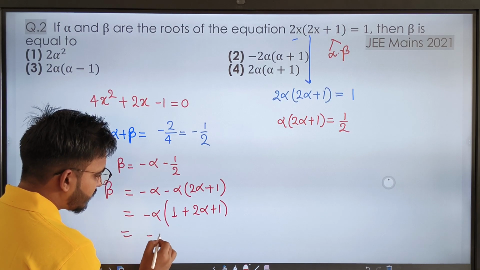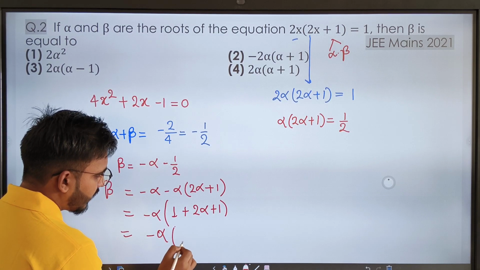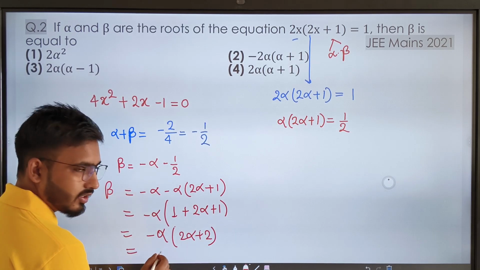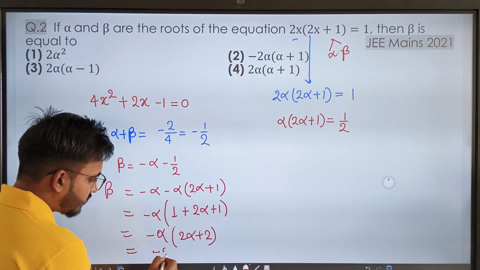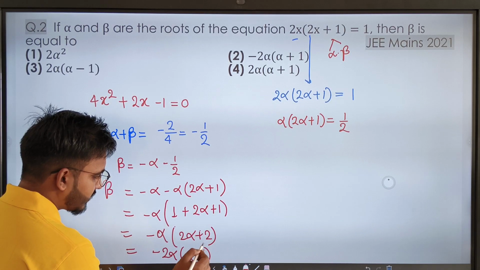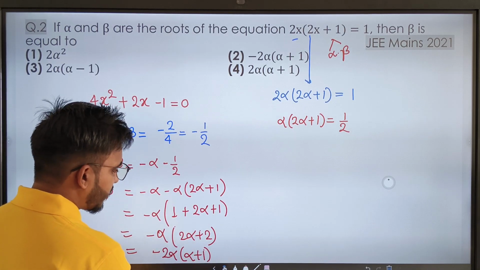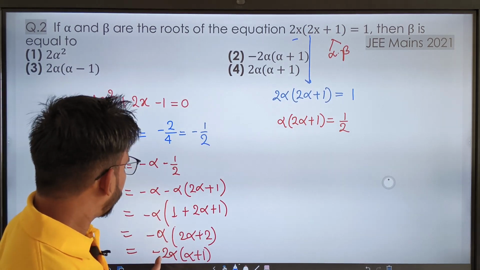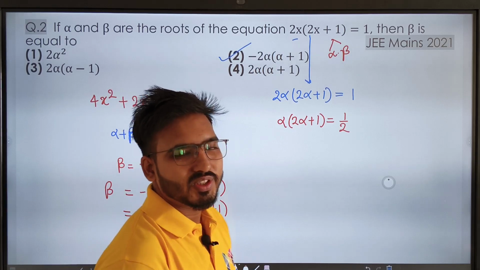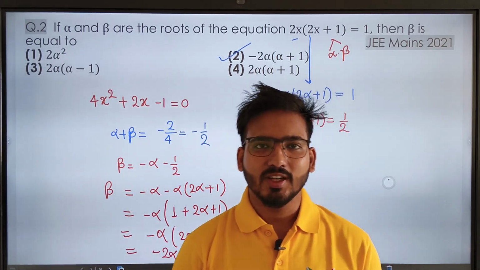So again, the inside term is going to be minus alpha, and this is going to be alpha plus 2. So again I can take something common, that number is 2. So it is going to be minus 2 alpha into alpha plus 1. Let us match our answer with the options. So I think option minus 2 alpha, that is option number second. So option second is the correct choice for our answer.